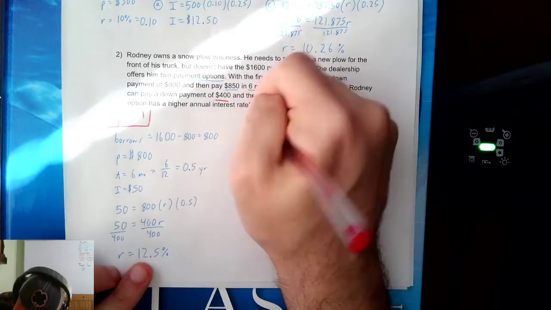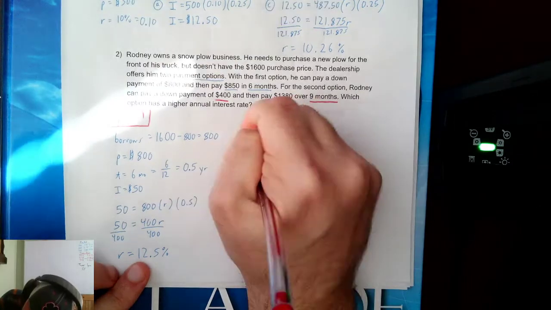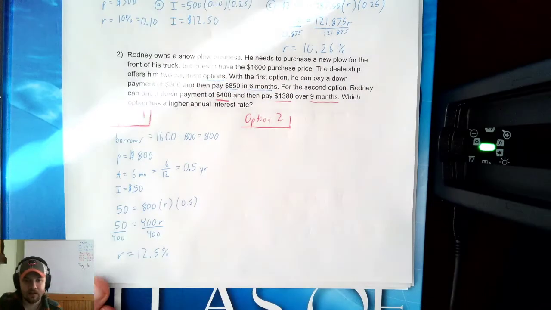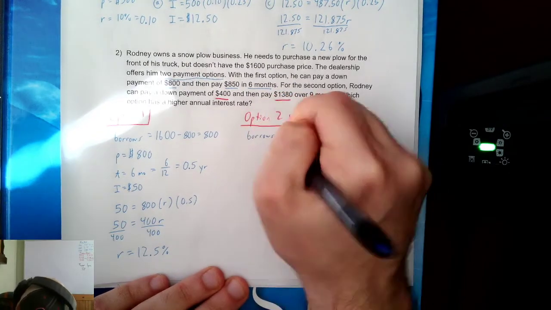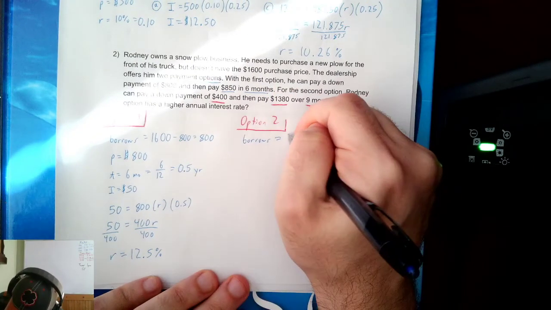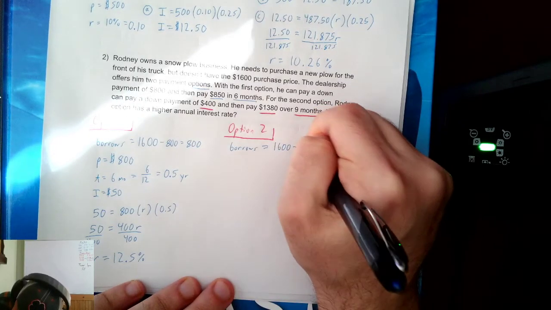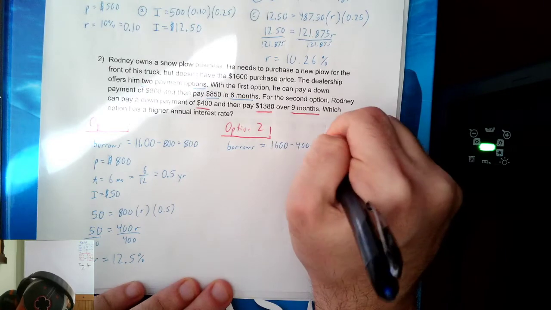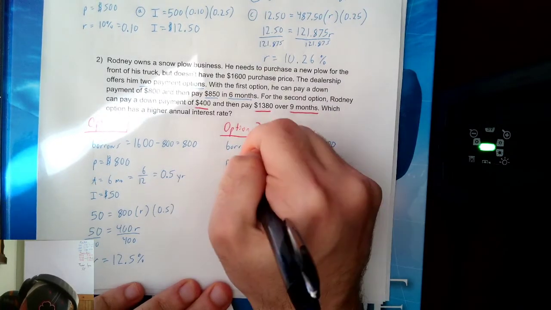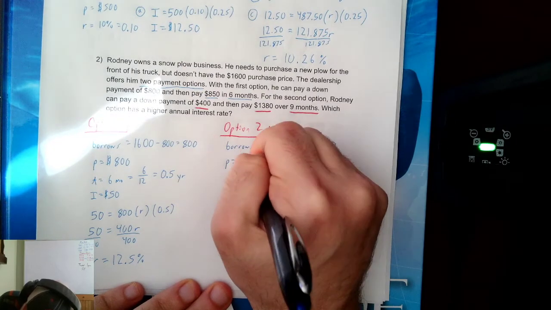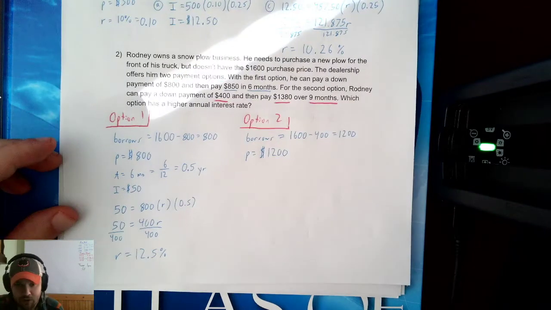Let's look at option 2 now. We need to do the same thing. We need to figure out how much he borrows. Well, how much does he borrow? He needs $1,600, and now he's making a down payment of $400, which means he's actually borrowing $1,200, right? So his principal is $1,200. That's how much he actually needs to borrow for the second option, right?